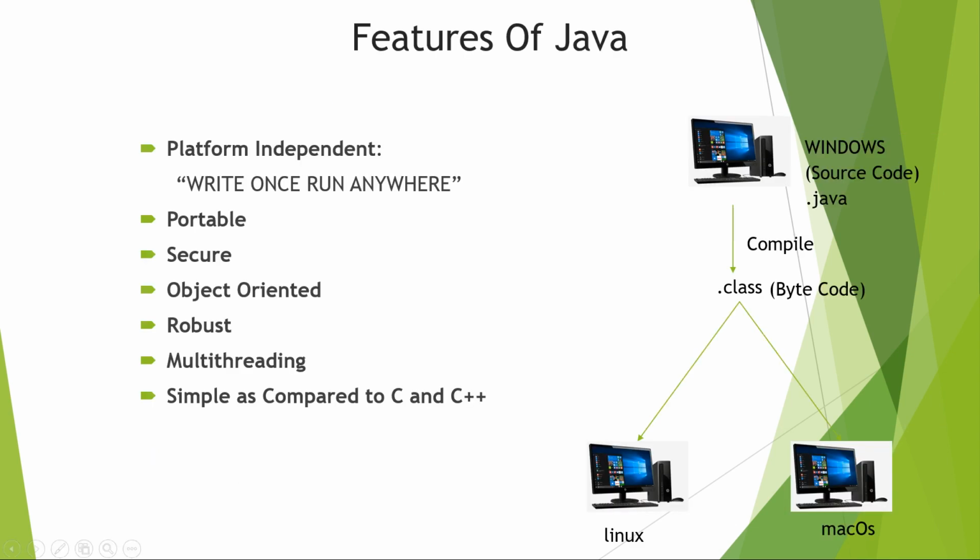What are the features of Java: platform independent, portable, secure, object oriented, robust, multi-threading, simple as compared to C and C++. How will our Java program work? First our source code will be generated. After that, the compiler will compile it into bytecode. The .java extension is converted into the .class file, right? After that, if we run this bytecode on Linux or Mac, it will run. But one thing is necessary, both operating systems must have a JVM environment.